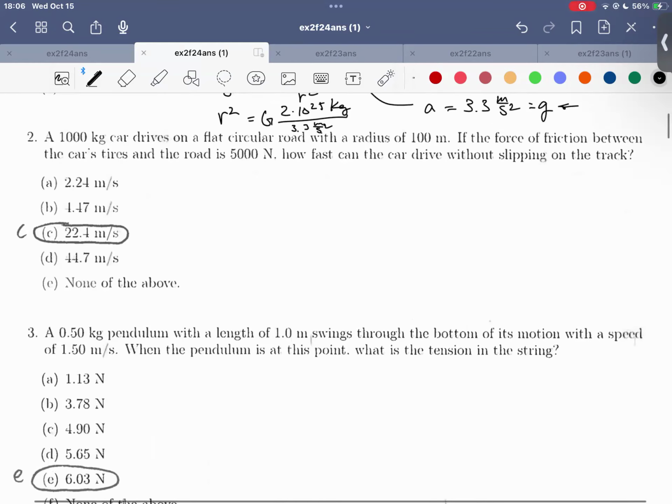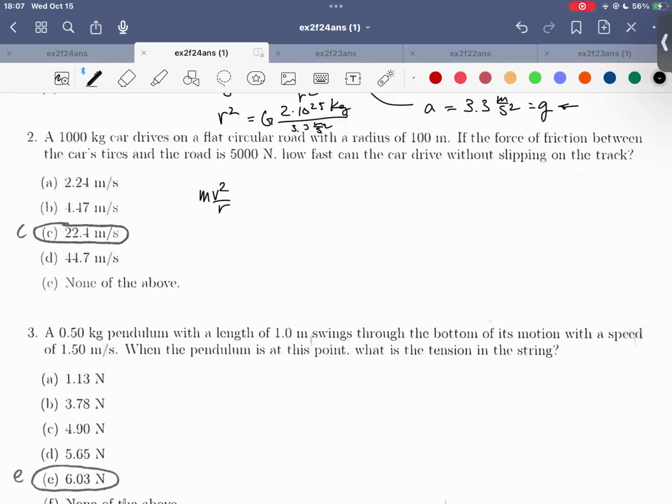Okay, so we have this 1,000 kg car. It's on a flat circular road with a radius of 100 meters. So we're given the force of friction between the car's tires and the road is 5,000 newtons. And so how fast can the car drive without slipping on the track? So if you remember, force of friction only works up and down.